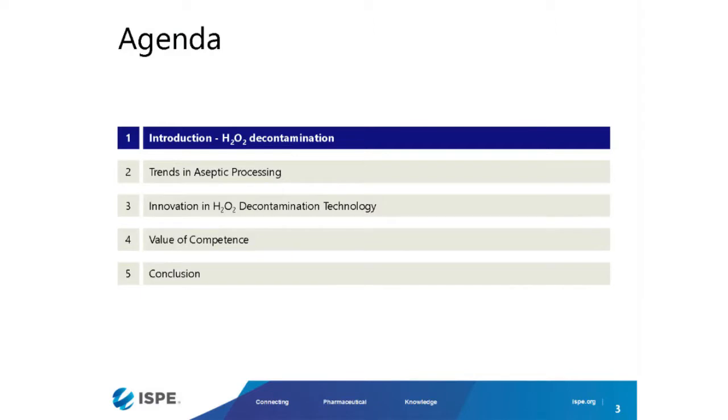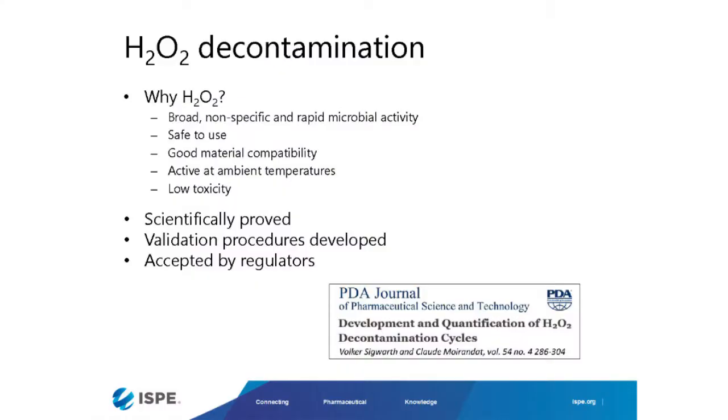Why hydrogen peroxide? It's nothing new, right? We have known for centuries that hydrogen peroxide kills bacteria and has biocidal effects. But actually it has some nice features. We could say it's kind of an ideal biocide. It has broad and non-specific activity. It's pretty safe to use. It breaks down to water and oxygen, nothing toxic. It's quite compatible with materials. And also, we can use it at ambient temperatures, which is very helpful for all the temperature-labile products.